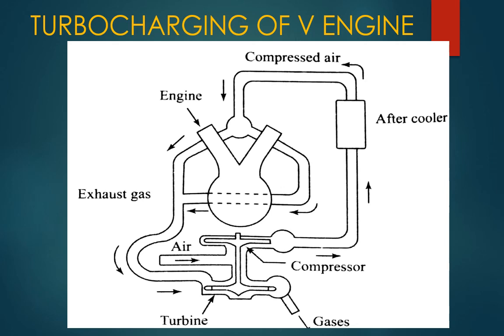The final diagram indicates the turbocharging of a V engine here. You can see that there is a V engine that provides the power. The exhaust gas is taken through an exhaust manifold, and this exhaust manifold is utilized to run a turbine. When it runs the turbine, it runs a compressor on the other side. When it compresses the air from the atmosphere, we need to reduce the temperature, right? So we need an intercooler, or intermediate cooler, or an aftercooler.